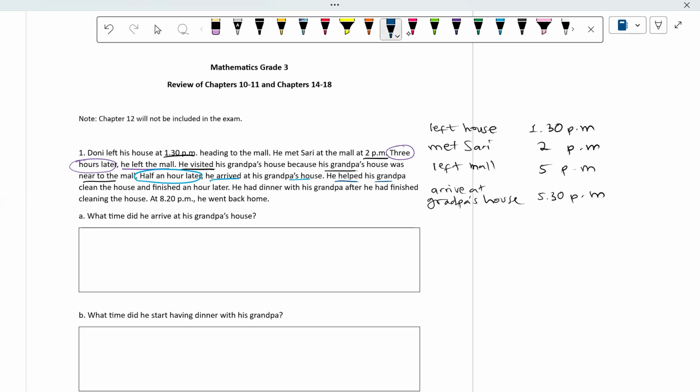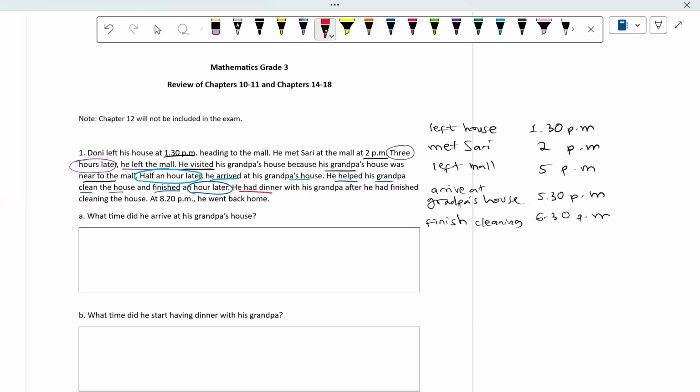And then he helped his grandpa clean the house and finish an hour later. Okay, so it means that finish cleaning 1 hour later. So 1 hour after 5:30 is 6:30 p.m.